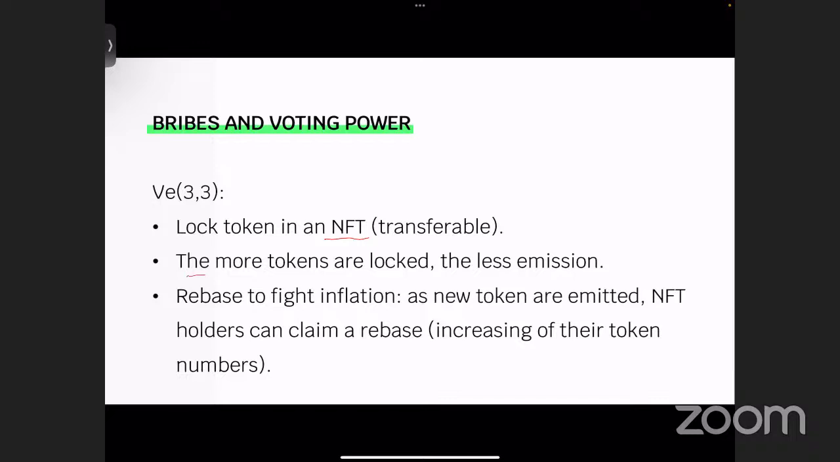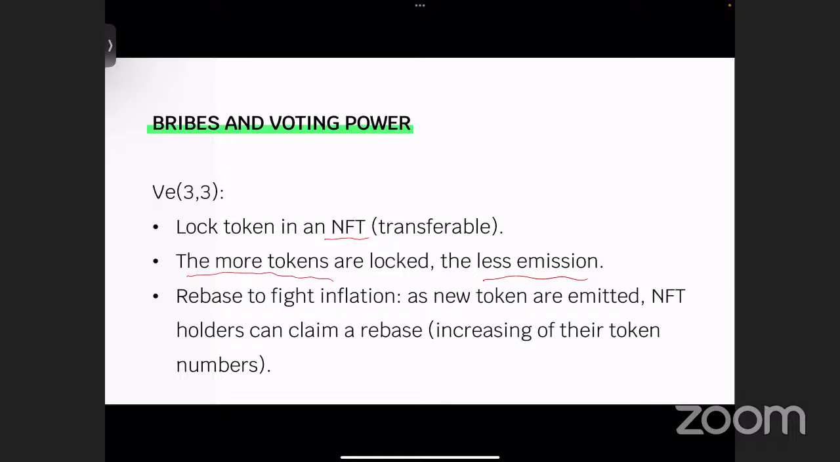the interesting thing here is that the more tokens are locked, the less emission there is. So the emission of the token is directly connected to the number of tokens locked. This is good because it incentivizes people to actually lock their tokens. Because if you buy a token and you lock it, you know that there will be less emission, which means less dilution, which means that if you are less diluted, you keep your power because there are fewer newcomers.